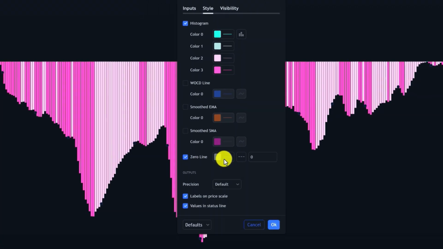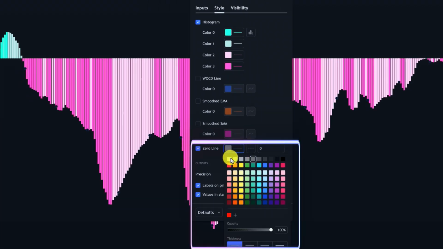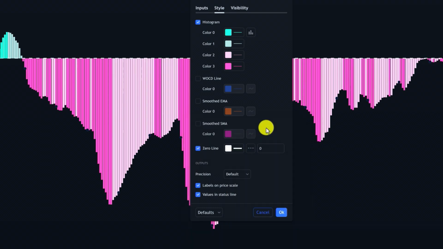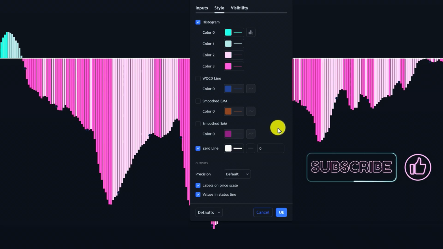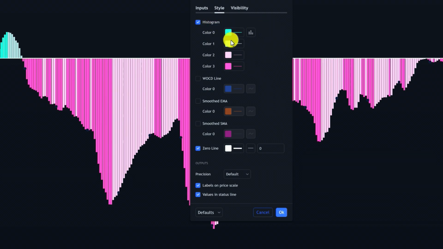Finally, customize the color and thickness of the zero line. The zero line is a crucial reference point in many indicators, and by changing its color and thickness, you can make it stand out more clearly on your chart. Choose a color that contrasts well with your background and other chart elements, and adjust the thickness to a level that is easily visible but not overwhelming.